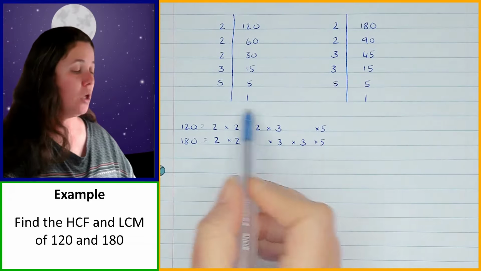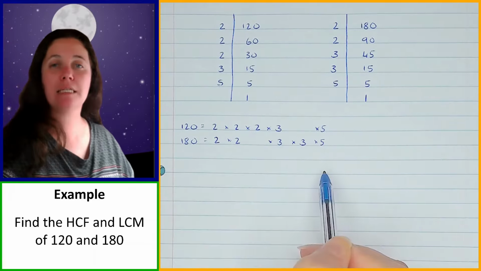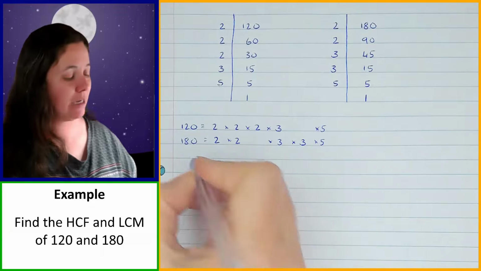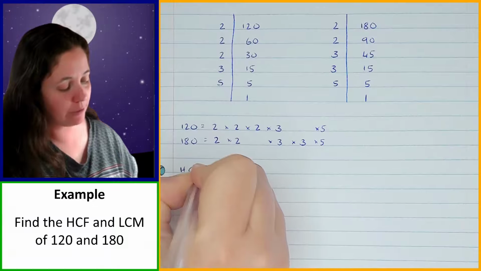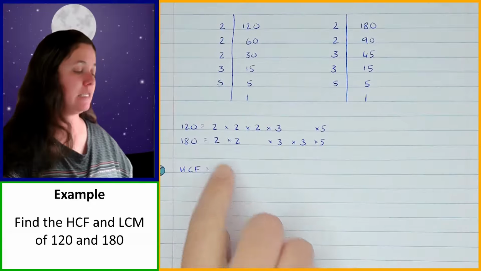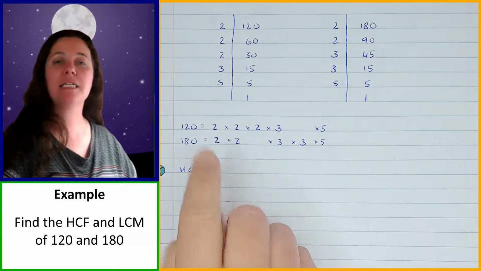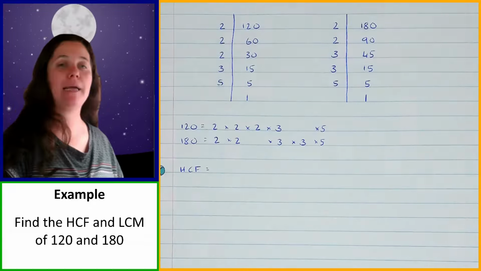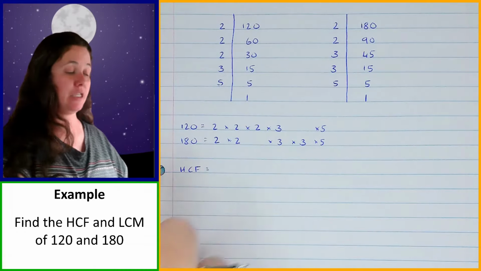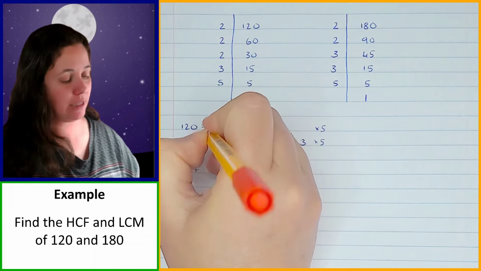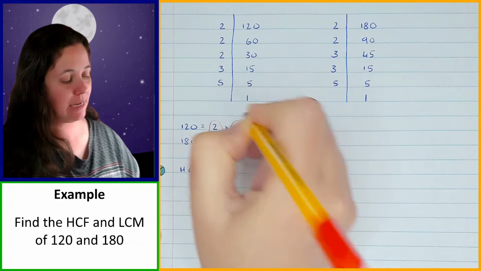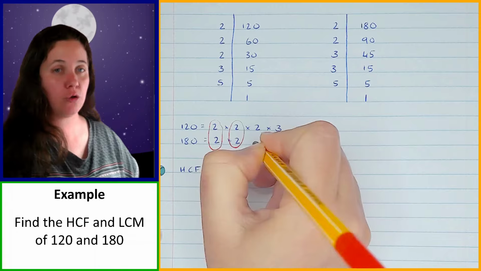Okay. So once I've got those written underneath each other like that, now I'm going to go and find my highest common factor. The highest common factor I'm going to work out by looking at these and seeing what is the same. And I'm only going to multiply each of the factors that is the same in both. So over here I've got that is the same, and that is the same. This isn't because there's no 2 over there.